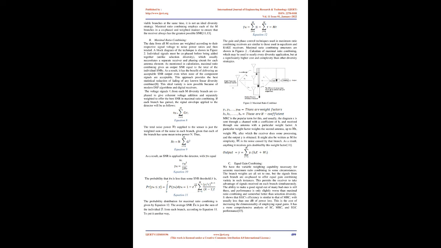B. Maximal ratio combining. The data from all M branches are weighted according to their respective signal voltage to noise power ratios and then totaled. A block diagram of the technique is shown in Figure 2.